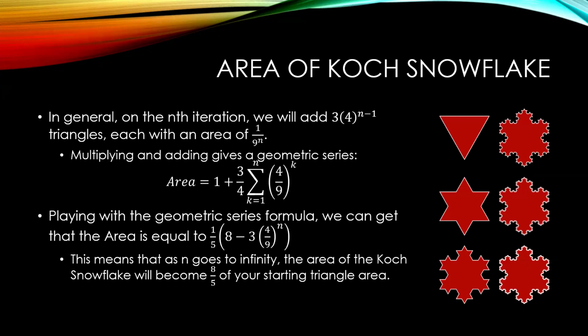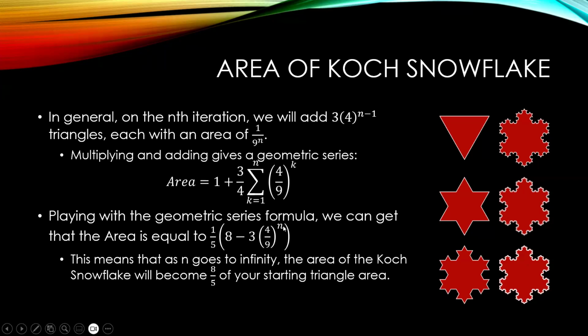In general, on the nth iteration, we will add 3 times 4 to the n-1 triangles, each with an area of 1/9 to the n. If we multiply and add all of these, we get the geometric series that the area on the nth iteration is 1 plus 3/4 times the sum from k equals 1 to n of 4/9 to the k. With a bit of simplification, if we evaluate this, we get 1/5 times 8 minus 3 times 4/9 to the n. This is the area after n iterations.